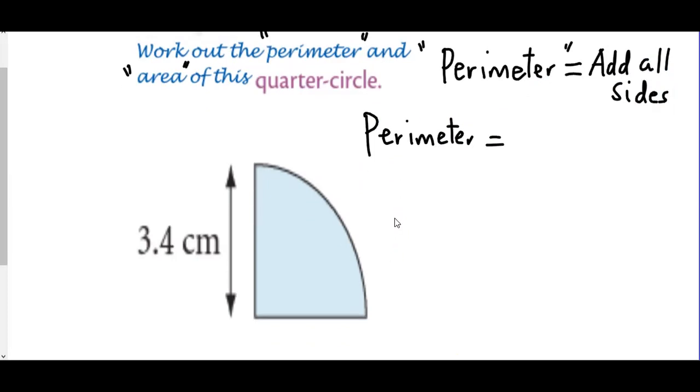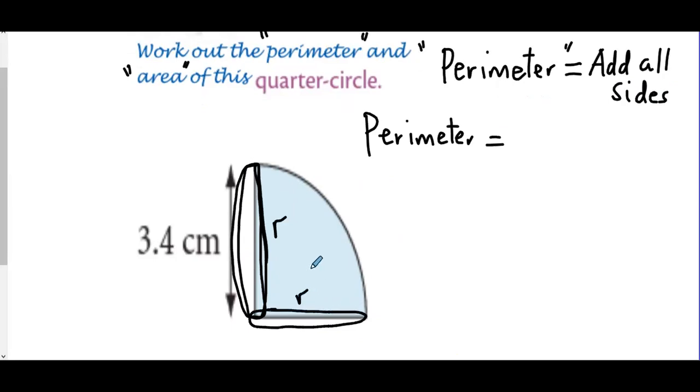Add all the sides. How many sides are there? There are 3 sides. The first side is this side here. Do you know how we call this side? This side is not the diameter. This side is the radius. Also, this side is known as the radius. But this side here is not the radius, rather it is the circumference or the circular part, but it is not the full circumference, of course, it's just a quarter circumference.